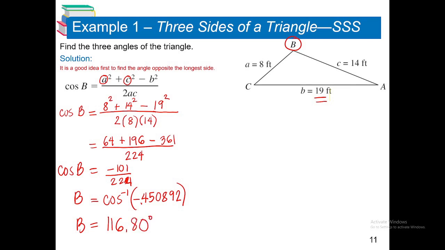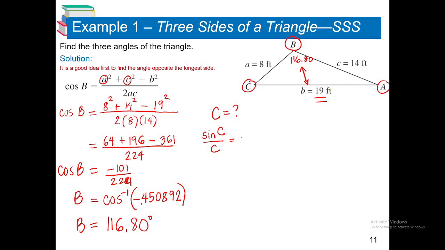So this is my angle B, 116.80. Now, since we have an angle and its opposite side, we can now use the sine law. Which do you prefer to solve first, A or B? What do you want? C? Okay, we can do C. We will solve angle C first. So, I will use sine C over C. Take note, I'm not using the cosine law here. I'm using the sine law to make the solution easier.